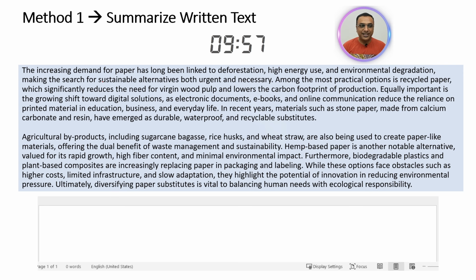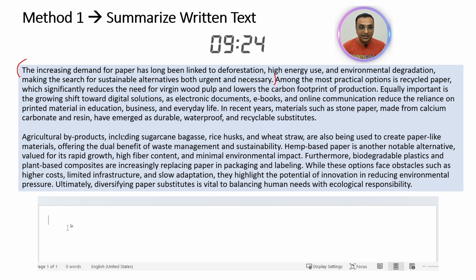First and foremost, let's skim through the paragraph to find out the first sentence. The increasing demand for paper has long been linked to deforestation, high energy use, and environmental degradation, making the search for sustainable alternatives both urgent and necessary. Among the most practical options is recycled paper, which significantly reduces the need for virgin wood pulp. Okay, they're giving more information. Let me cut through it and utilize the first sentence as the introductory sentence in my response.